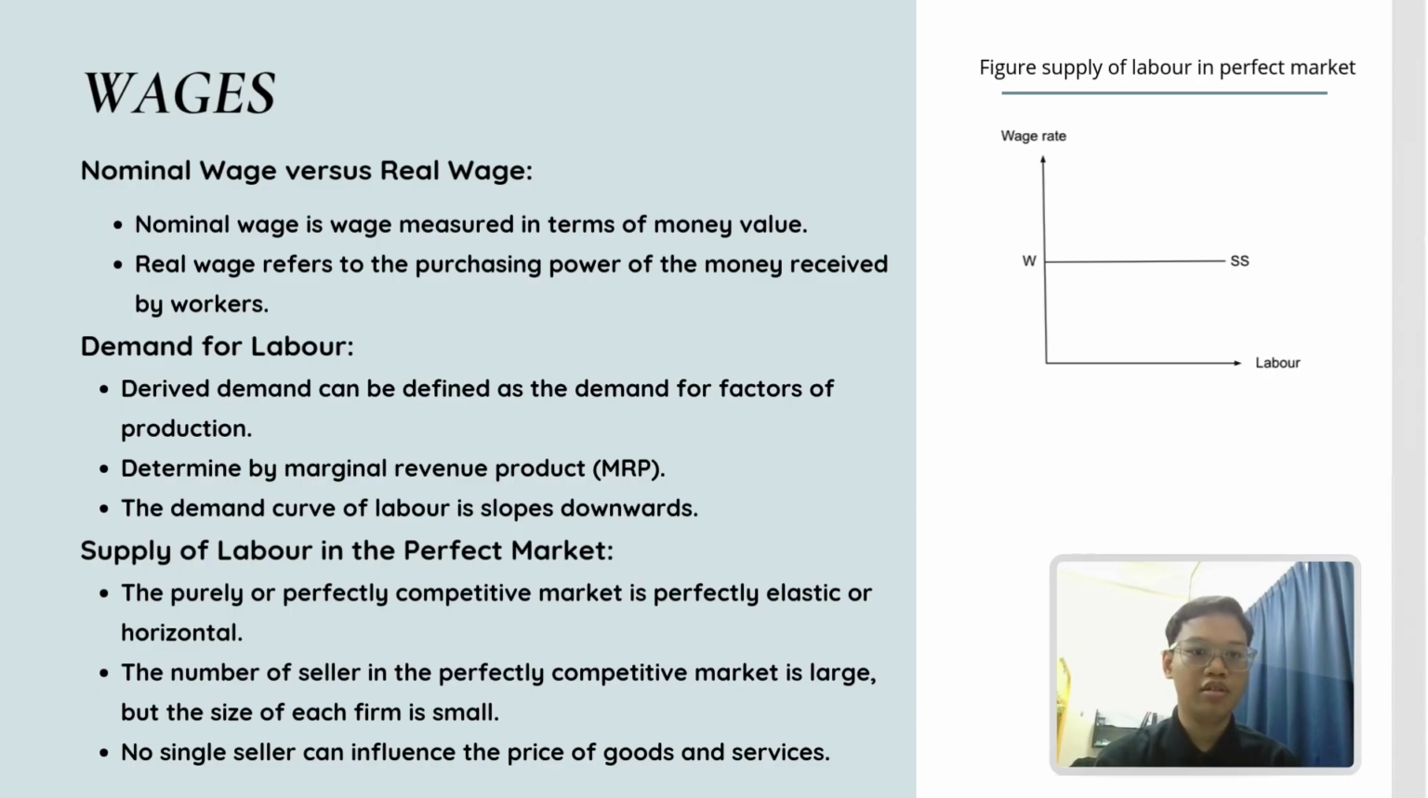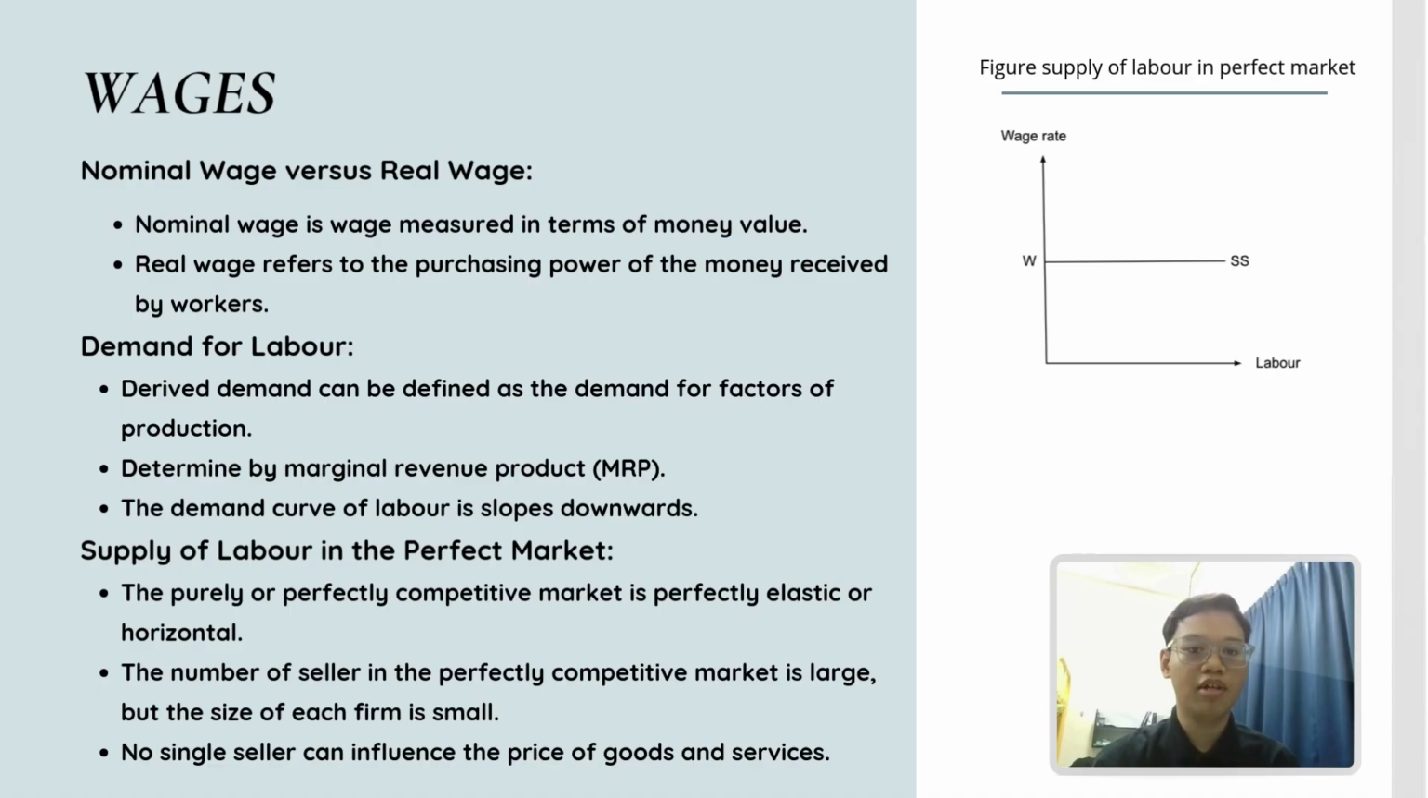In the wage topic, we cover nominal wage versus real wage, and demand for labor and supply of labor in the perfect market. For nominal wage versus real wage, nominal wage is wage measured in terms of money value, while real wage refers to the purchasing power of the money received by workers.